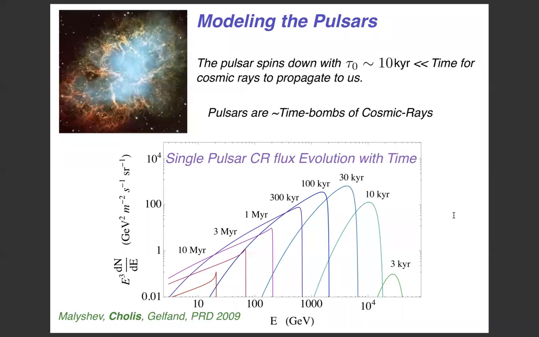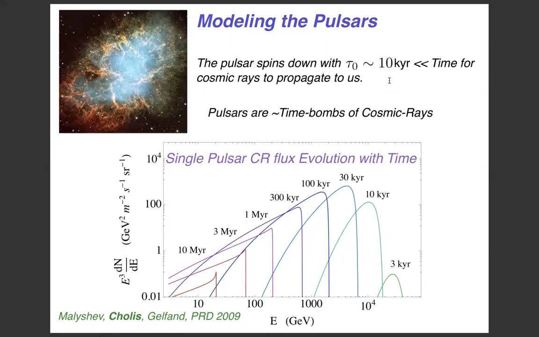Parsec, 1 parsec is a little more than 3 light years, and GeV for energy, where GeV is a billion electron volts. So it turns out that pulsars have a typical spin-down power time scale of about 10 kilo years, which is much smaller than the time it takes for the cosmic rays that are produced from a pulsar that is hundreds of parsecs away from us to get to us. And that means that pulsars are effectively time bombs of cosmic rays.